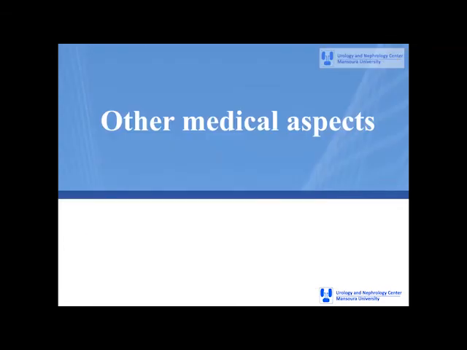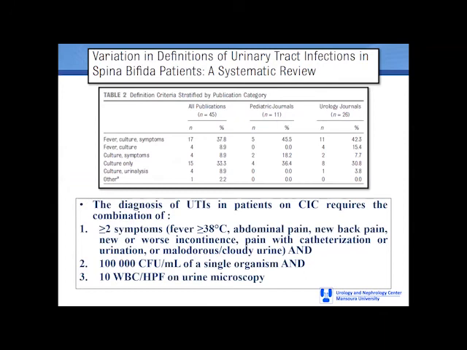One last message is that diagnosis of UTI in patients with spina bifida who are maintained on CIC is difficult, and it's important because it can change the treatment plan. It has been debated in the literature, but I think this definition is quite reasonable. To diagnose UTI in patients on CIC, you require a combination of at least two symptoms, with fever being the most reliable, and a positive urine culture of a single organism and significant pyuria on urine microscopy. You have to have the combination of the three and not only one of them, because those patients have a significant prevalence of pyuria or bacteriuria.